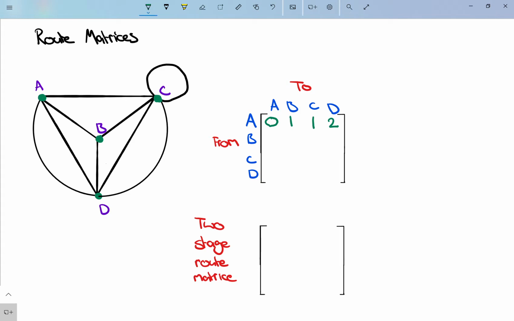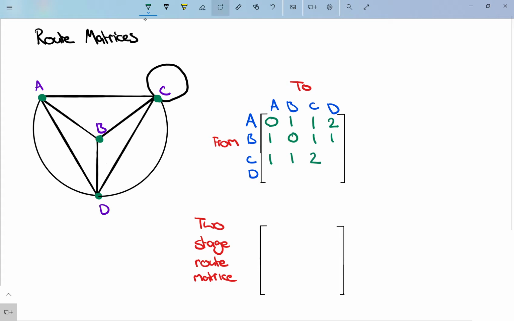Okay, completing the rest of the matrix, from town B to town A, there is 1. From B to B, there is 0. From B to C, there is 1. And from B to D, there is 1. Okay, now going from C to A, there is 1. From C to B, there is 1. And from C to C, there are 2.